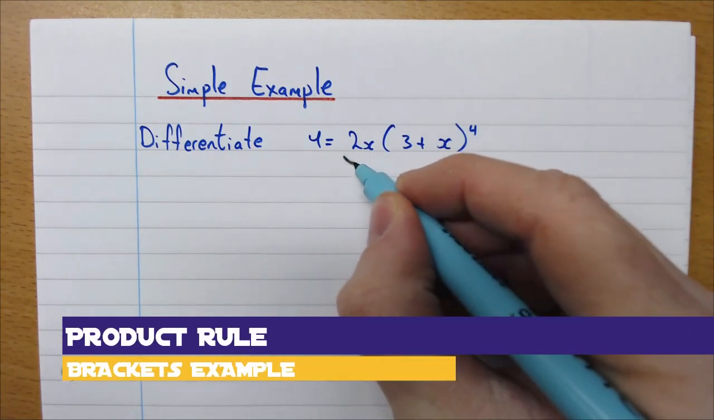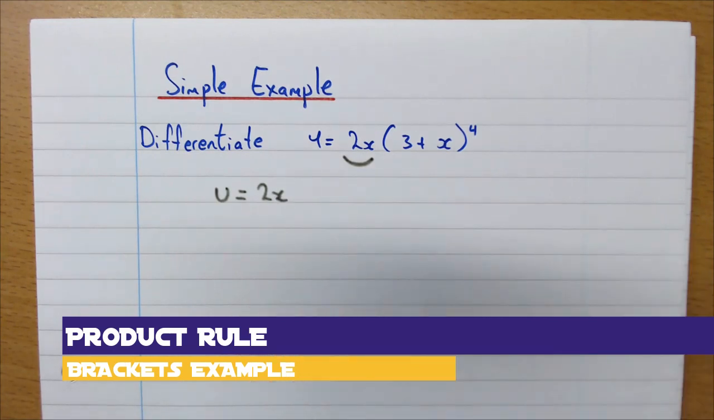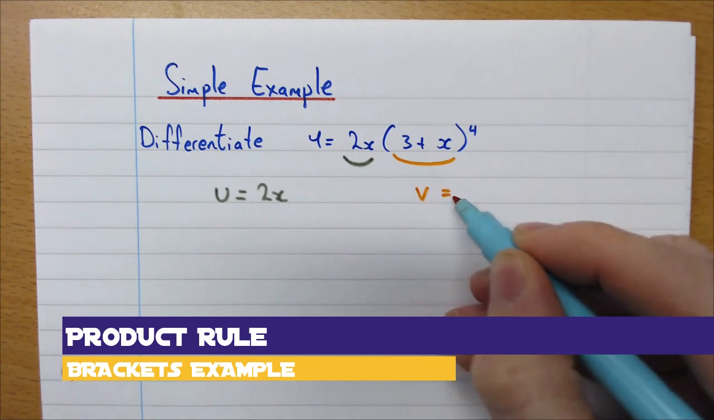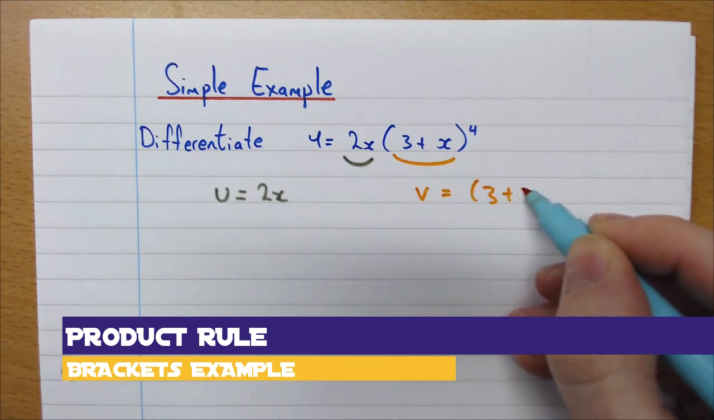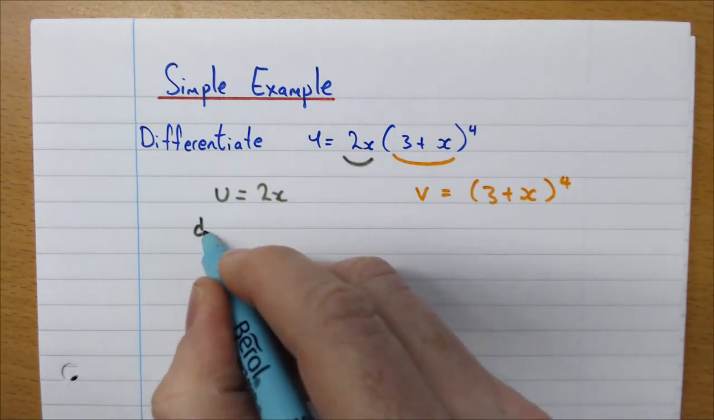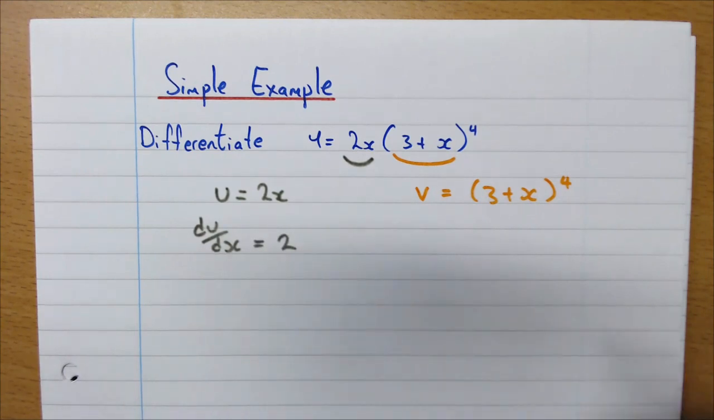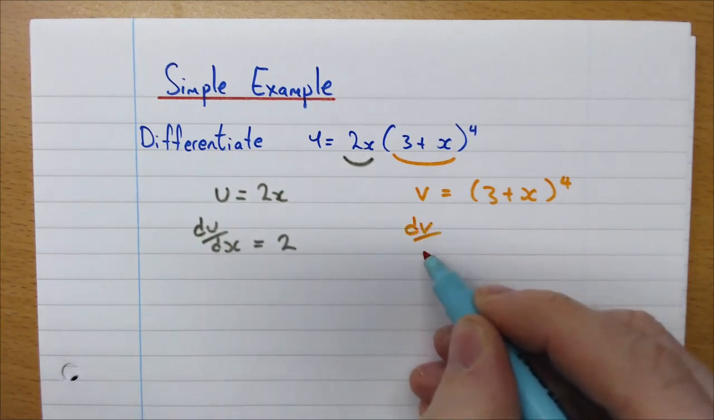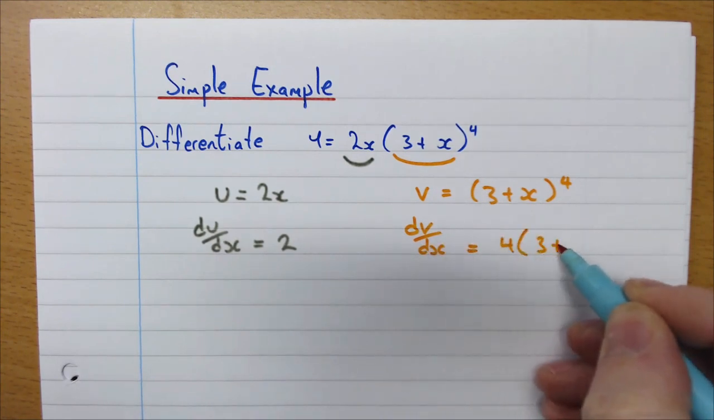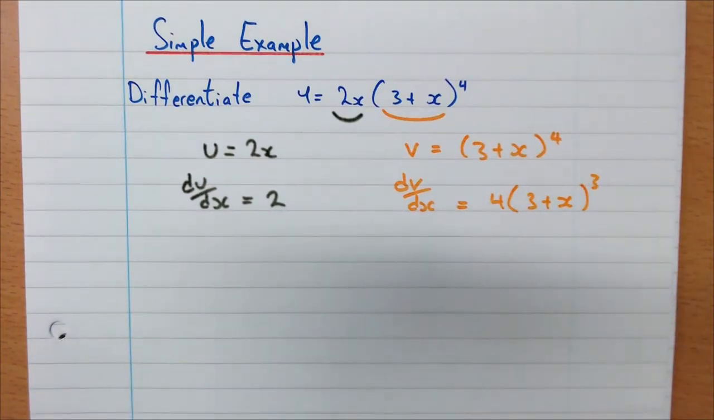So for example, here's a product multiplied by a product: 2x times a bracket. I'm going to split them up into u and v. Our u is 2x, and our v is the bracket (3 plus x) to the power of 4. I'm going to differentiate each one separately and plug them into the rule. So the differential of 2x is simply 2. The differential of v is going to be 4 times your bracket cubed. It's kind of using the chain rule in my head for that one.